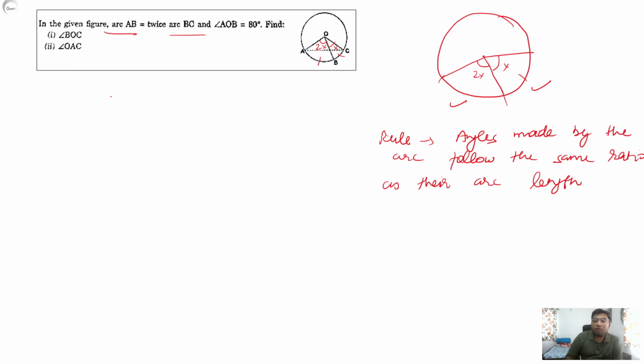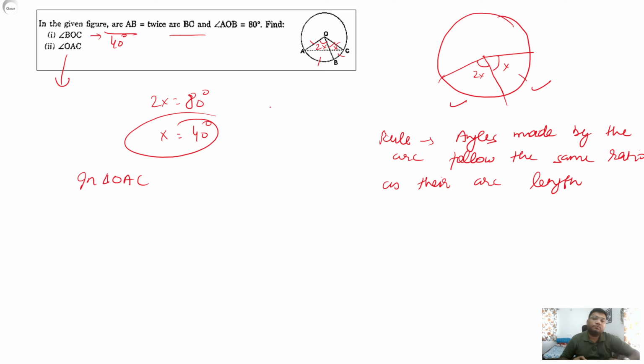Now they have said angle AOB is 80 degrees. So that makes our life easier. So we have 2x equals 80 degrees. That means x equals 40 degrees. Okay. So I hope you have understood this part. So BOC, which also happens to be x, is basically 40 degrees. Now it's time to find angle OAC. Now again, in triangle OAC, can we say that OA and OC are equal? They are both radii, correct?